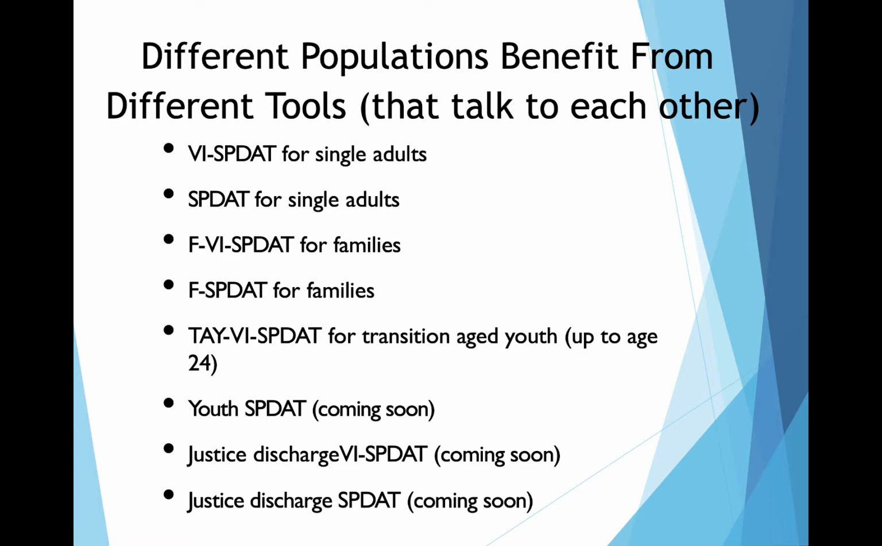So regardless of if I scored a 3 on a VI-SPDAT or if I scored a 3 on a TAY-SPDAT, it's the same thing. Families are a little different because the score's a little higher, but they all communicate with one another. They all have the same 3 ranges: no housing intervention, rapid rehousing recommendation, or housing first recommendation, or permanent supportive housing.